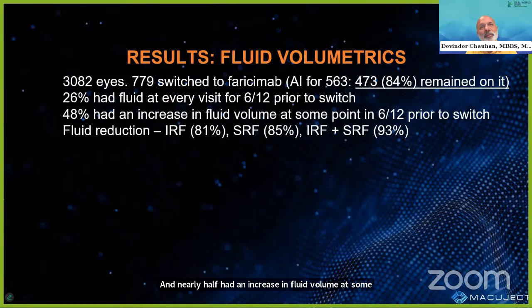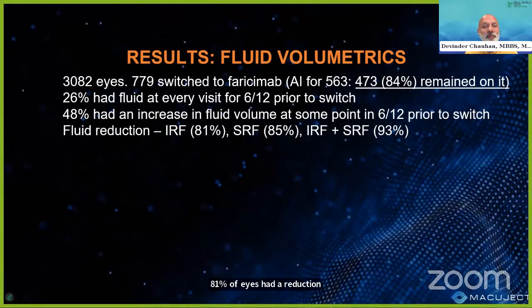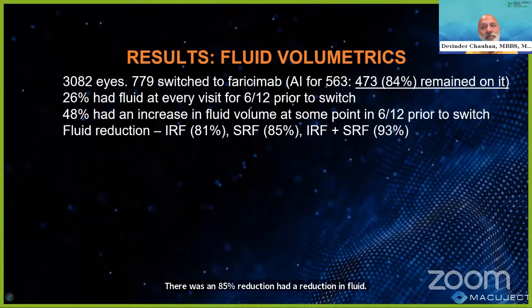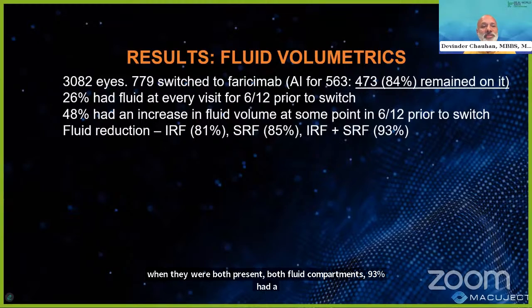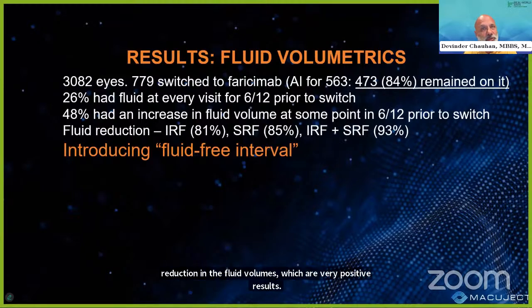And this is the main result: for the intraretinal fluid, whether it was present on its own or in combination with subretinal fluid, 81% of eyes had a reduction of the intraretinal fluid volume with faricimab. And for subretinal fluid, whether on its own or in combination with IRF, 85% had a reduction in fluid. And when both fluid compartments were present, 93% had a reduction in the fluid volumes, which are very positive results. What we wanted to look at, though, was also the effect on intervals.